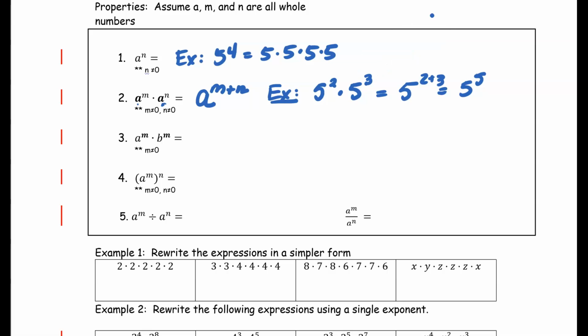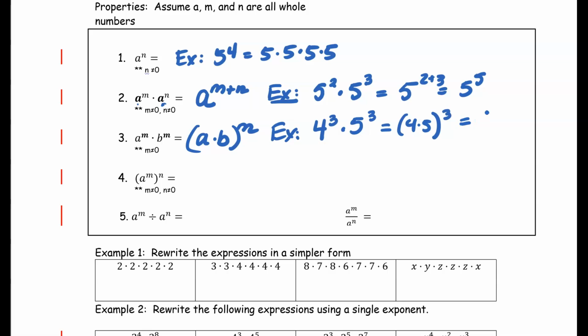All right, next one. Different bases, but same exponent. So you can multiply those bases and bring them to that exponent. For example, let's say you had 4 to the 3rd power times 5 to the 3rd power. You would do 4 times 5 and raise it to the 3rd power, or 20 to the 3rd power.